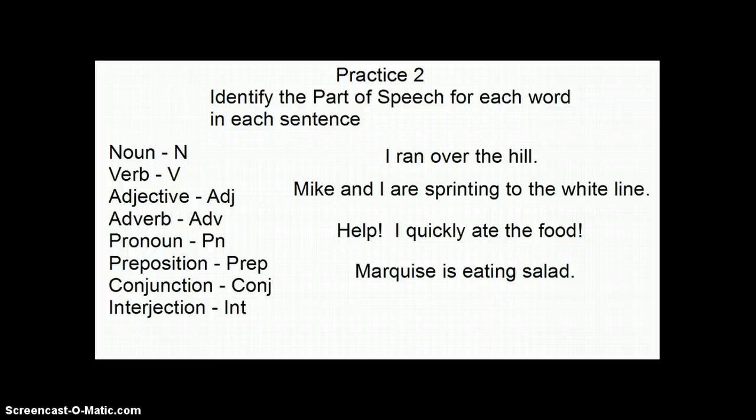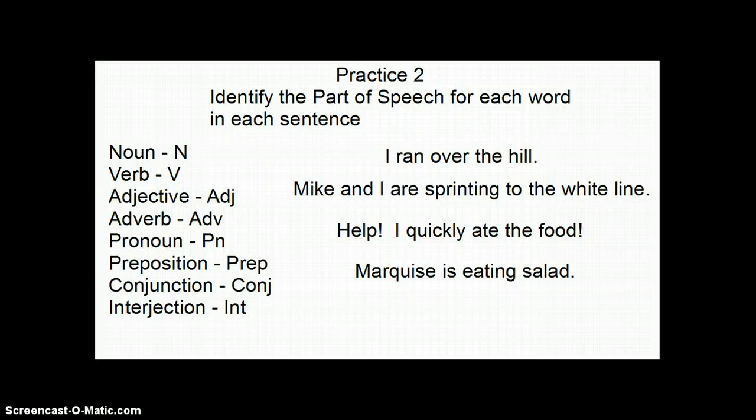Alright, for practice activity number 2, you're going to take these 4 sentences and you're going to identify the part of speech for each word. So if a word is a noun, you're going to put an N underneath it. If it's a verb, you're going to put a V underneath it, or whatever. So every single word, you're going to identify the part of speech for it. So again, write these down. When you're ready, hit play. We'll go to the next slide and see the answers.